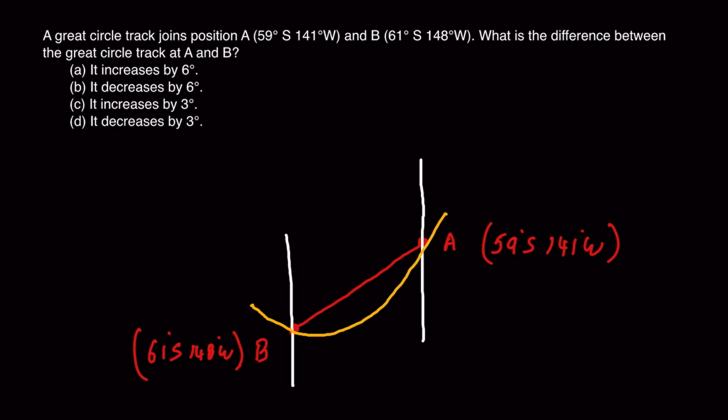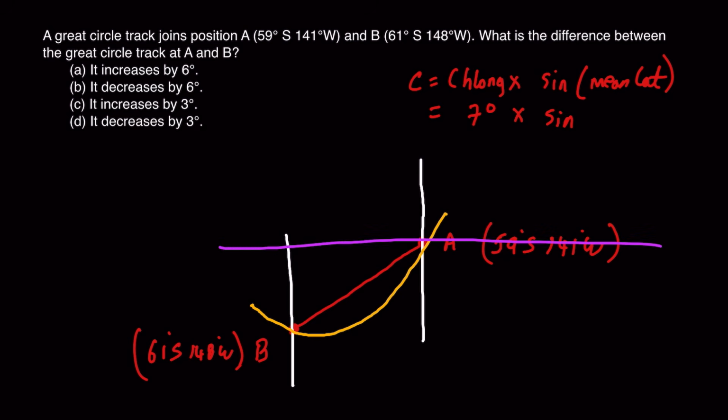I don't know if I want to talk about A to B or B to A, so I'm not putting any arrows in this question. All right. What do I need to find? I need to find the convergency. Convergency is change in longitude into sine of mean latitude. What is my change in longitude between both of these points? 141 west and 148 west. It is 7 degrees into sine of mean latitude.